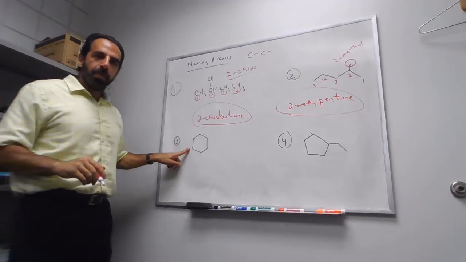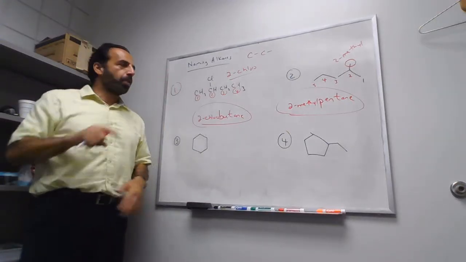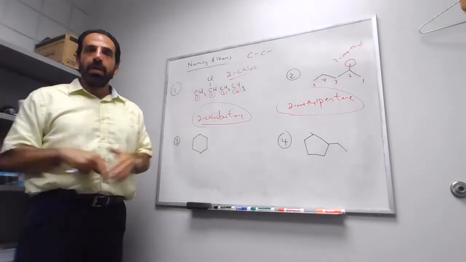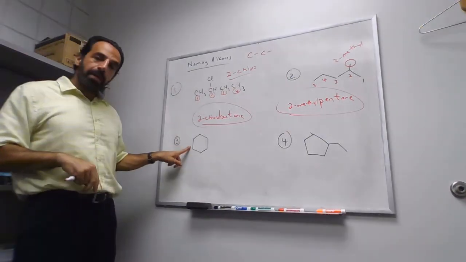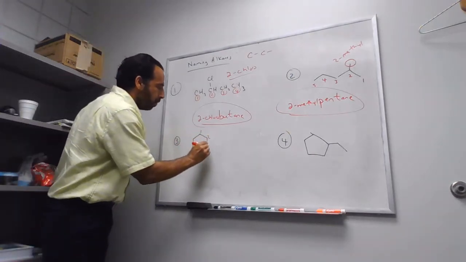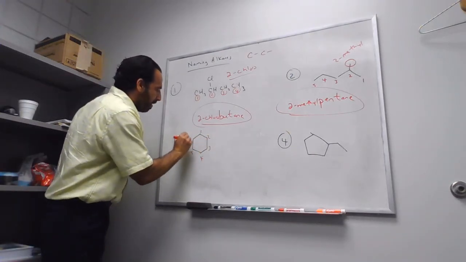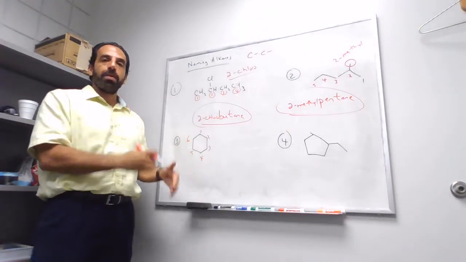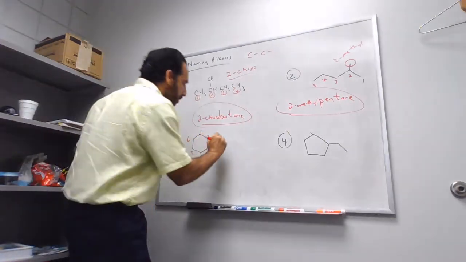Let's take a look. This one right here is a cyclic compound. Again, these others were just regular stick figures or straight-chain organic compounds. This right here is a cyclic one, and there's 6 carbons. So it's 1, 2, 3, 4, 5, 6. So instead of calling it hexane for 6 carbons in a row, we have to add cyclo. So cyclohexane.